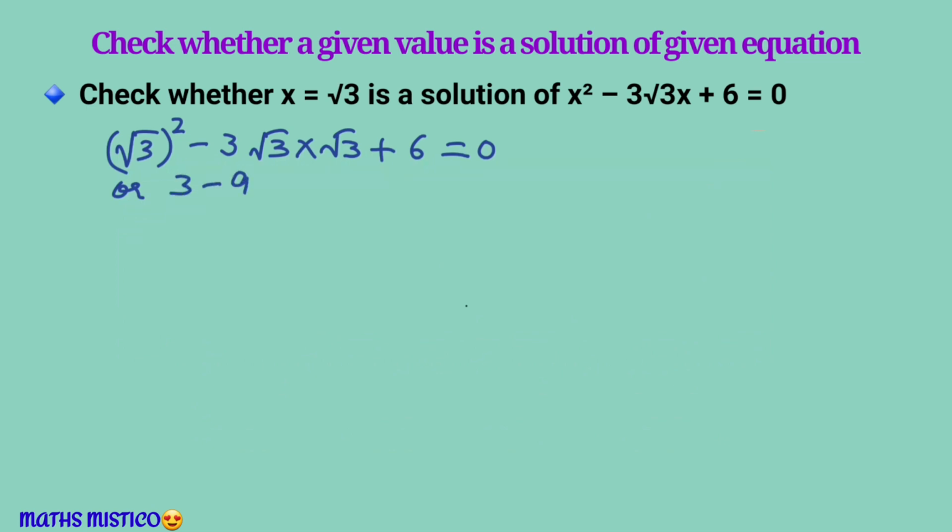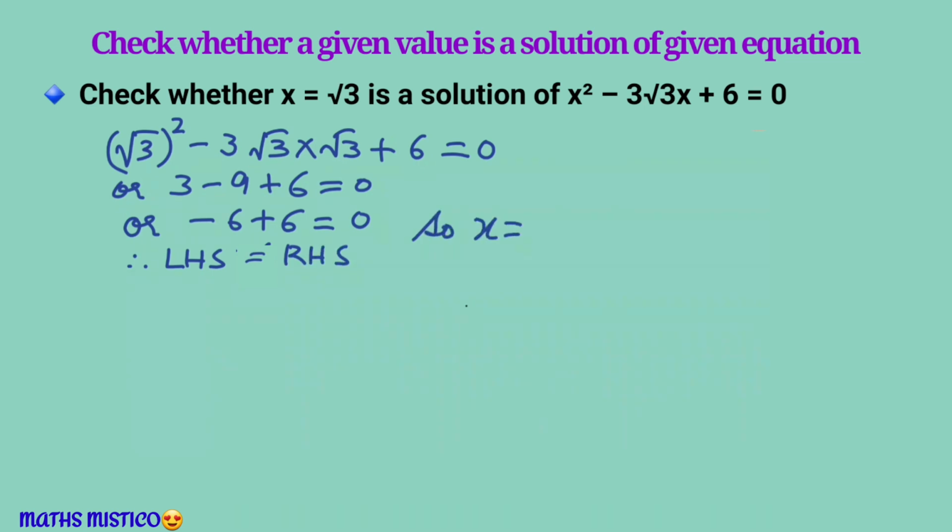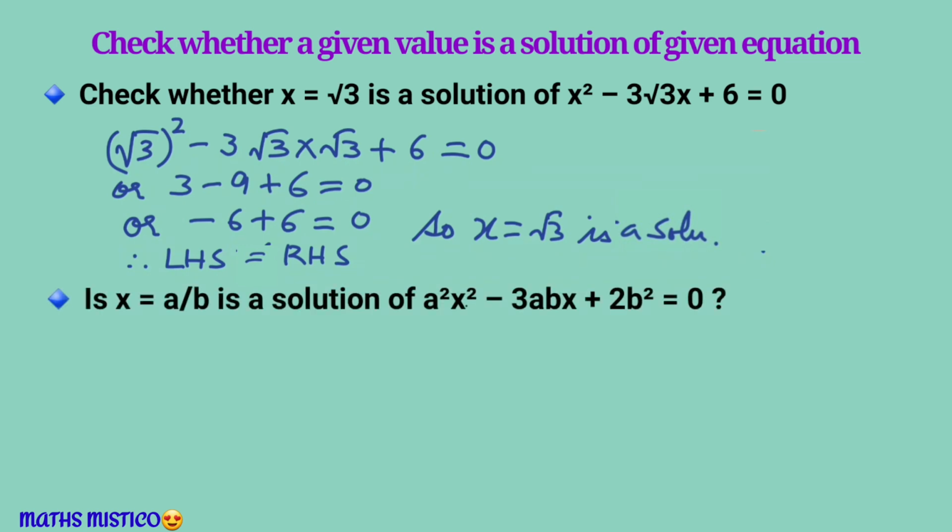Or 3 minus 9 plus 6 equal to 0. Or minus 6 plus 6 equal to 0. As you can observe, the LHS and RHS are both 0. It means x equal to root 3 is a solution of this equation. Let's try this one now. Here x is given a upon b.